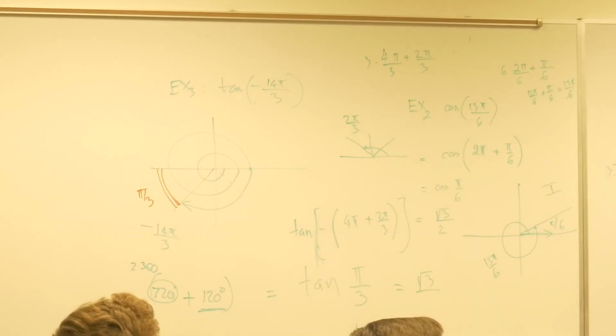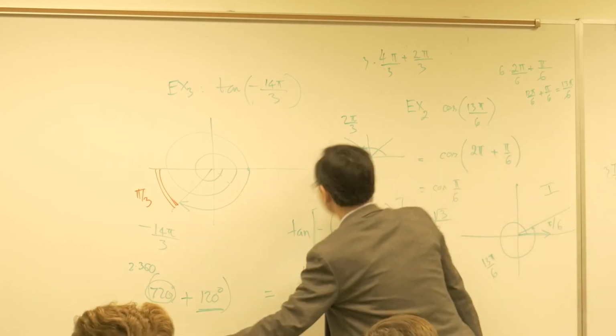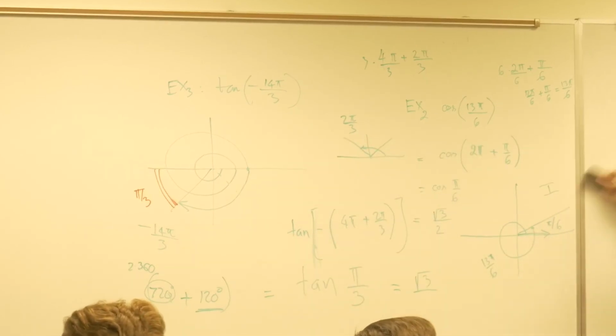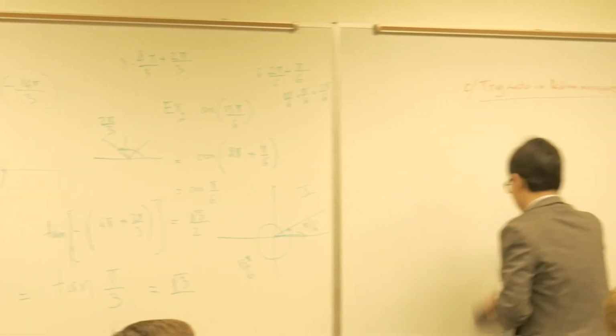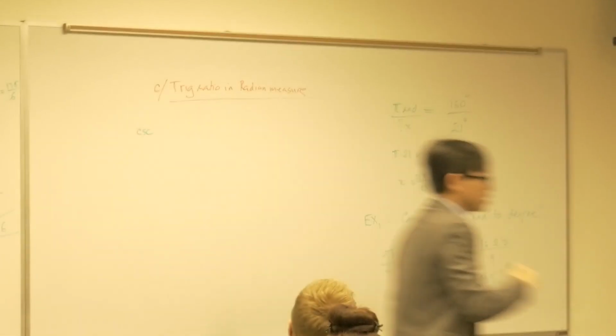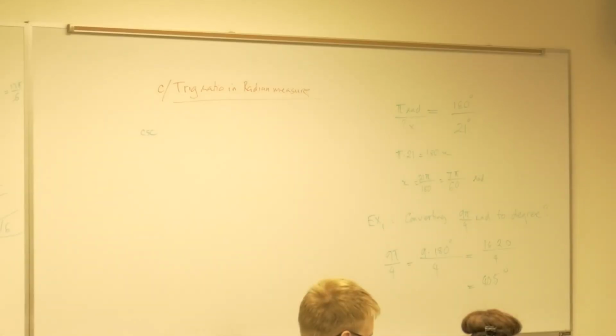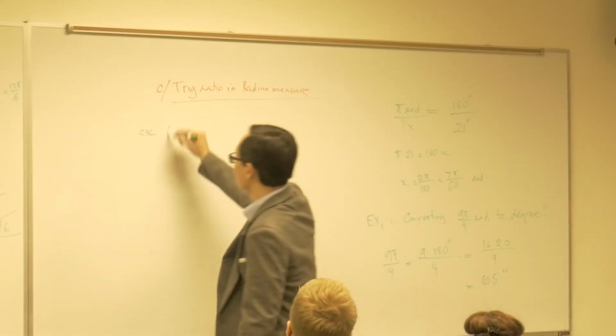Any other questions? Let's do another one. Let's see. How about this? Let me erase this. How about we do cosecant? Cosecant of negative 5 pi over 6.